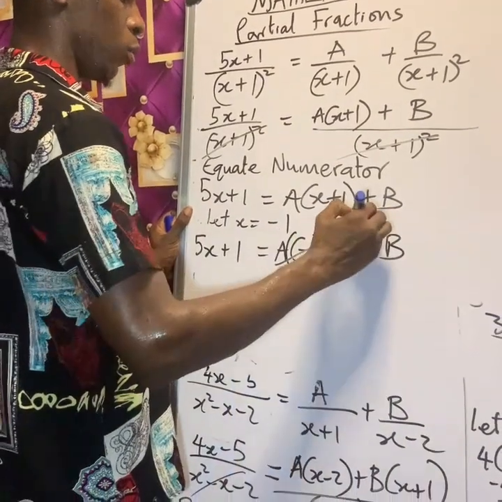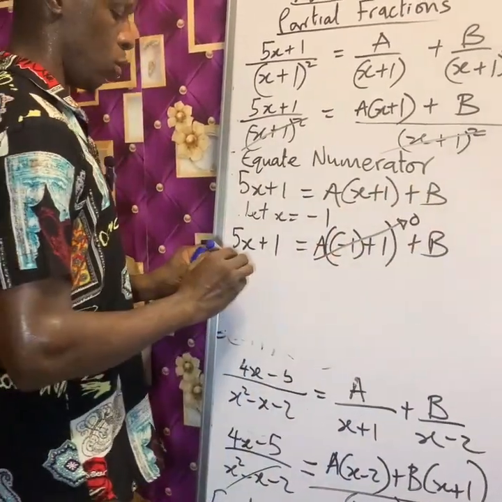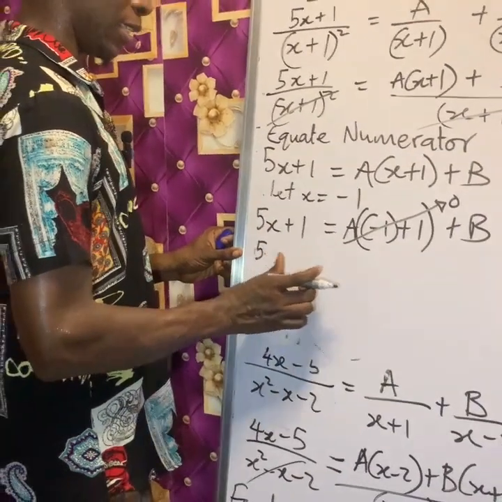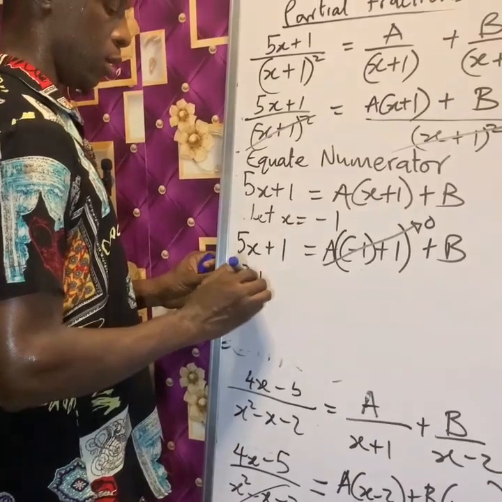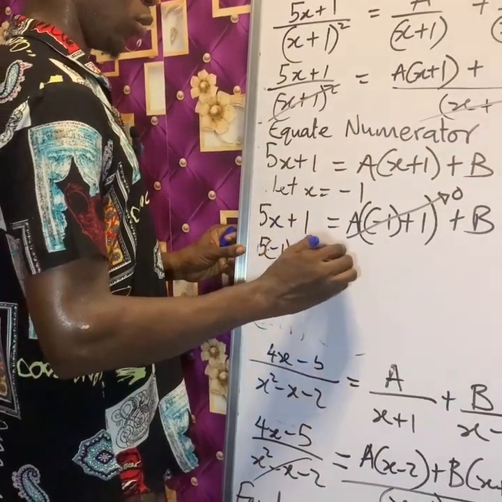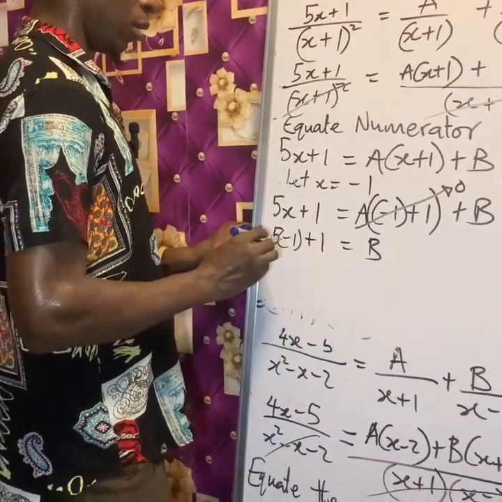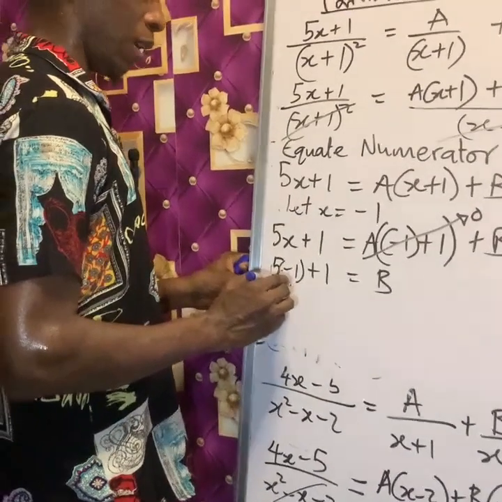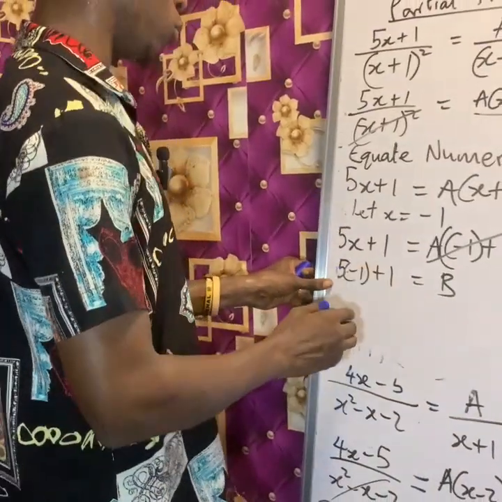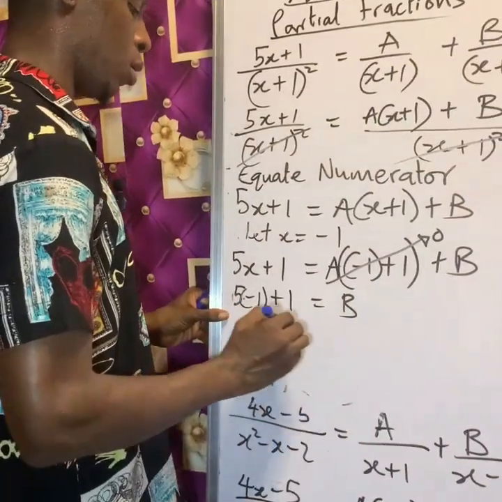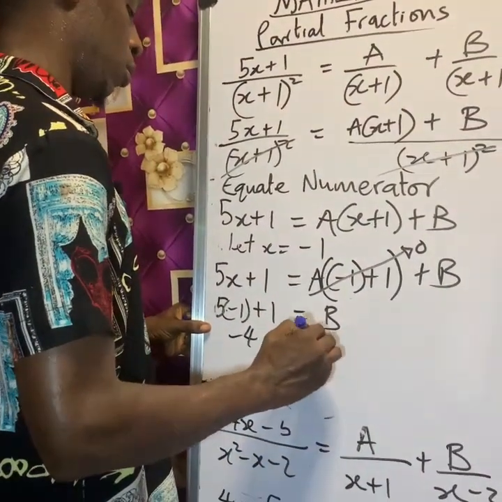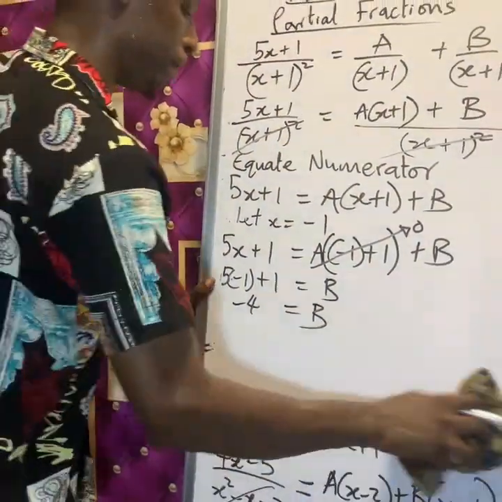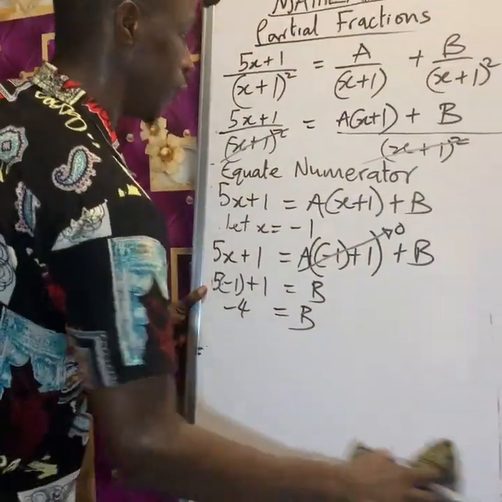So this guy becomes what? 0. So 5x, putting our x now to be also -1 here, plus 1 equals B. So what is B? 5 times -1 will give you what? -5. So -5 plus 1 is what? -4. -4 equals B. I'll solve for B. Let us solve for A.